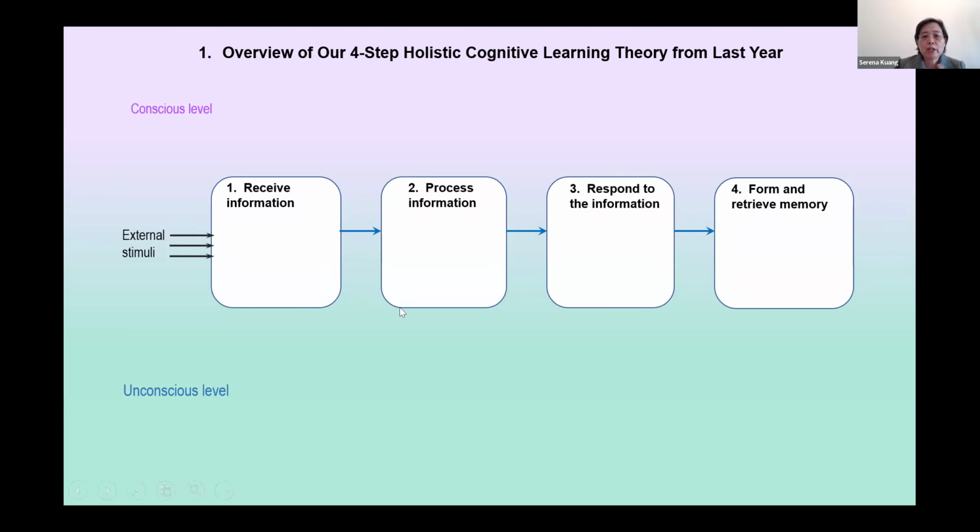First of all, we consider that learning takes place in 2 layers. Psychologists may propose more layers of mind, but that needs to be proved by science. However, the conscious level and unconscious level have been widely accepted. These 2 levels both participate in the learning process, and we highlight here receiving information, processing information, responding to the information, and forming and retrieving memory. So these are the common cognitive steps we all share, and our highlights are steps 2 and 3.